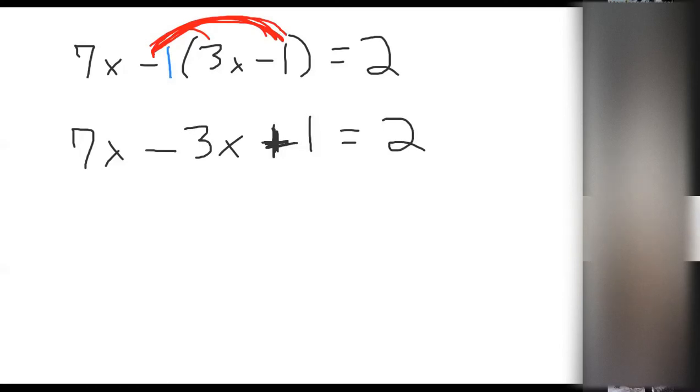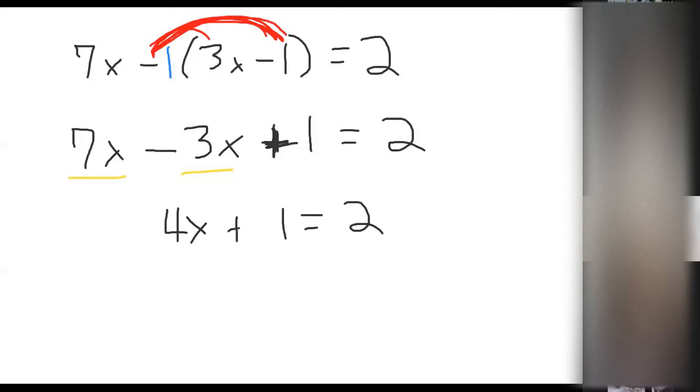Okay, now, I distributed, I'm gonna combine my like terms. And when I look on the left side, I have a 7x minus 3x. It gives me 4x, plus 1 equals 2. All right, and now all my variables are on the same side already. I only have x's on the left.